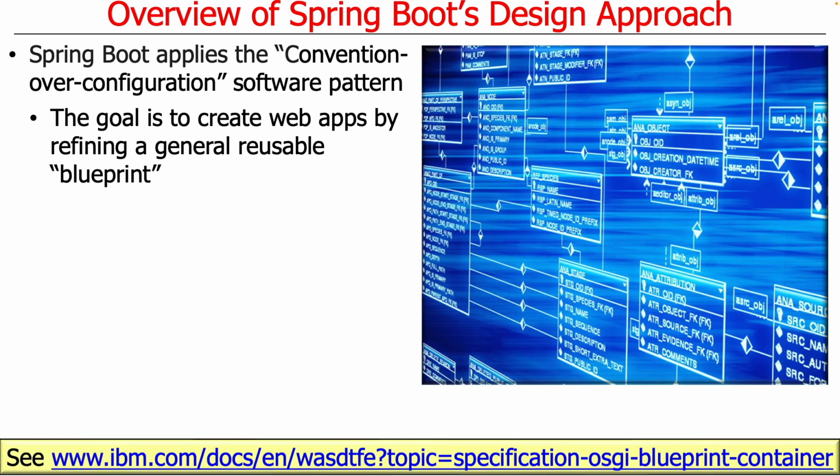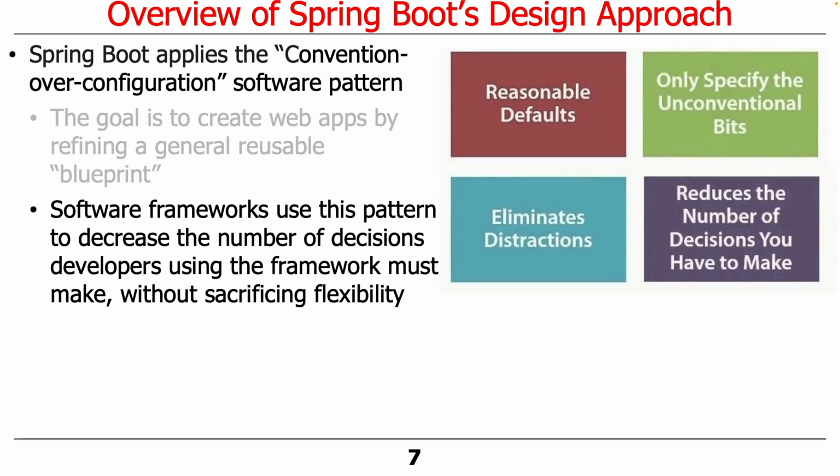What convention over configuration means is you want to create web apps. In this case, of course, you could apply the pattern to some other context too, like real-time embedded systems if you wanted, to provide a general reusable blueprint. You want a blueprint that says how things are created, what their syntax and semantics are, and what their dependencies and interrelationships are. That's what we mean by a blueprint in this context.